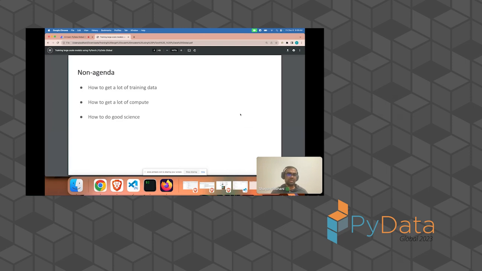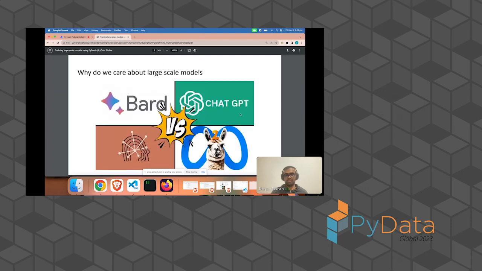I also want to say that part of the non-agenda for this talk is we wouldn't talk about how to get a lot of training data and we wouldn't talk about how to get a lot of compute. We would also not talk about how to do good science. So this is in no way an exhaustive talk. This is basically, hey, these are the different things that you can do for training large-scale models in PyTorch, but it's not exhaustive.